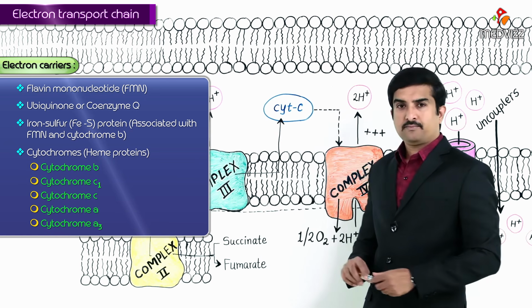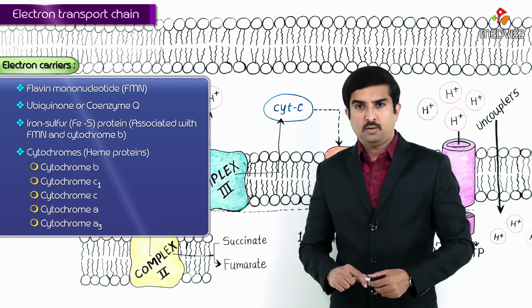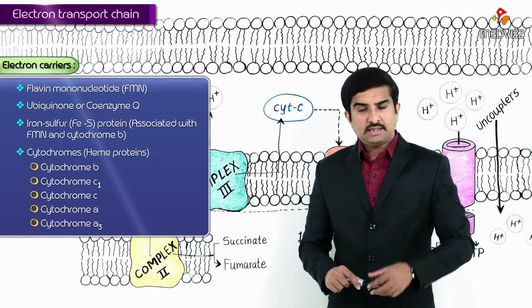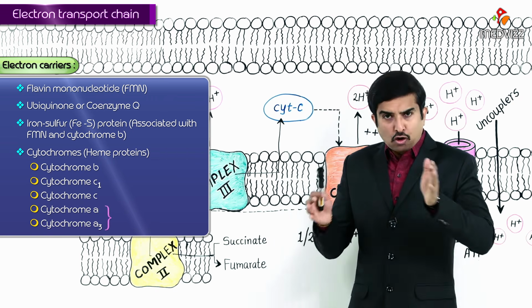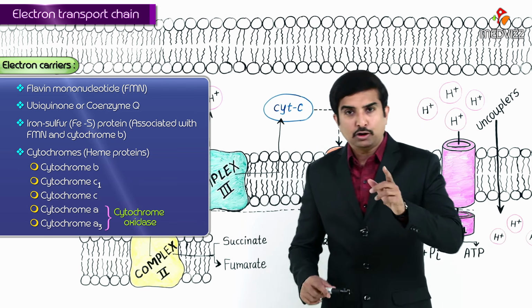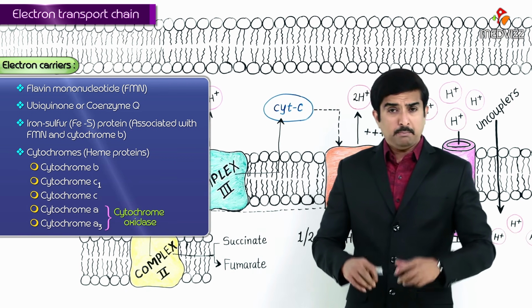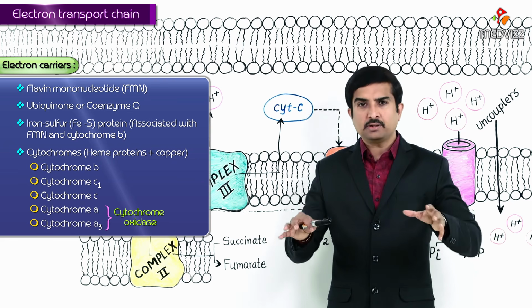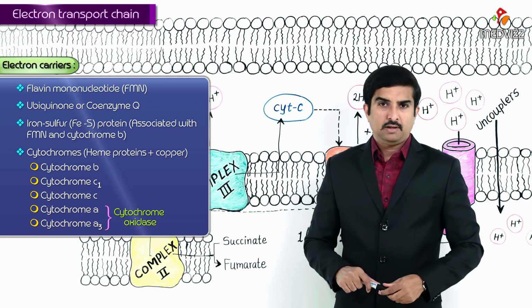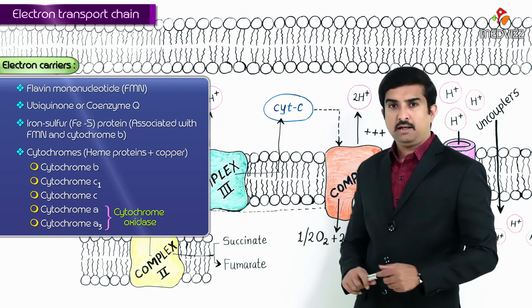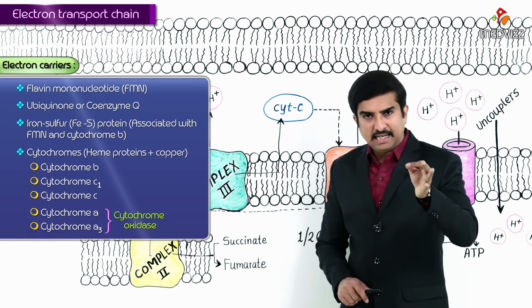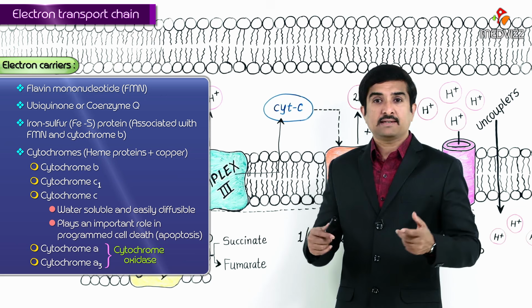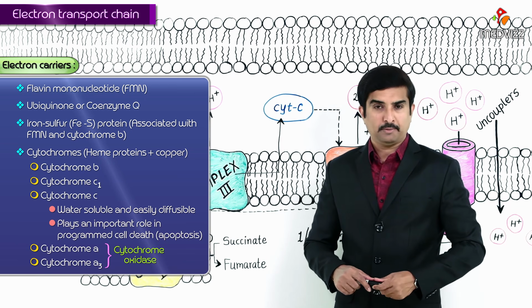So these cytochromes are heme proteins. What is the meaning of this? It means they contain heme iron. The cytochrome A and A3 in combination is called cytochrome oxidase, and besides heme iron they also contain copper. That's why these are called copper containing heme proteins. Among the cytochromes mentioned in this table, only cytochrome C is water soluble, which means it is easily diffusible and plays an important role in the programmed cell death called apoptosis.